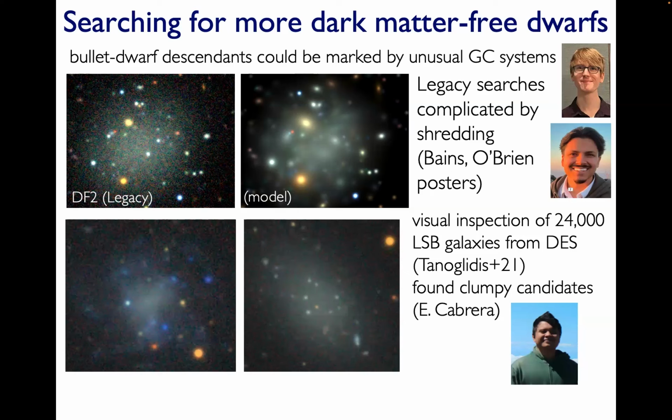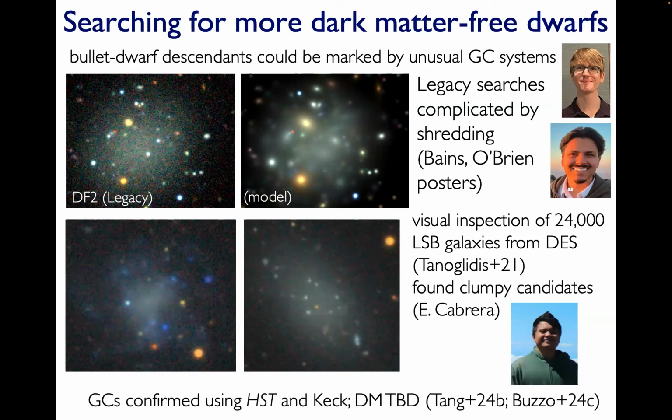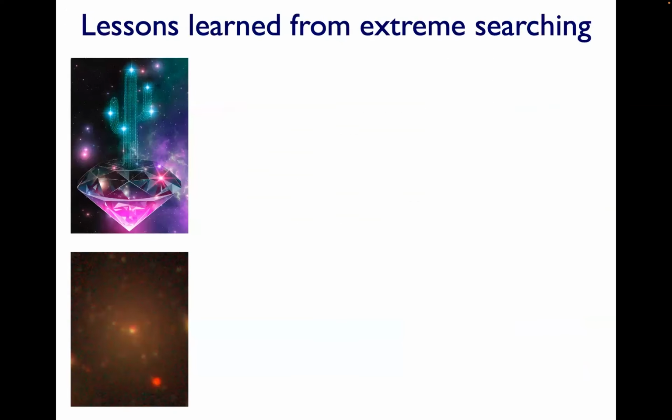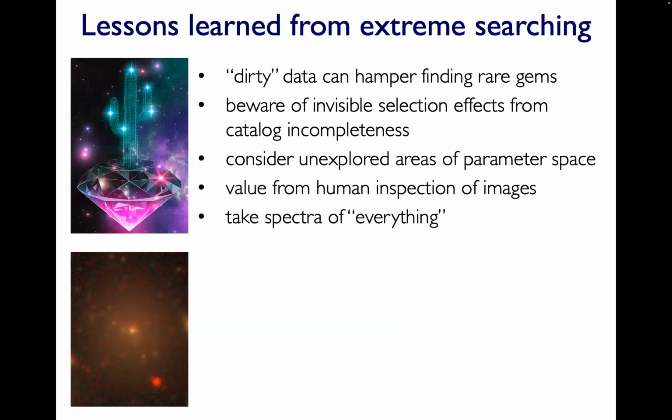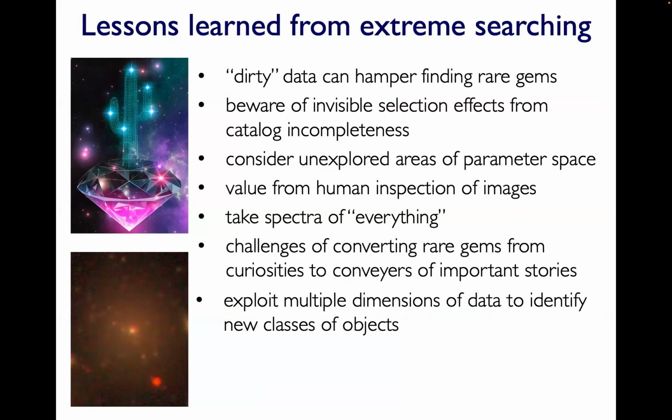This one we've been able to follow up with HST and Keck, and stay tuned. We're not sure yet if it has dark matter or not. Those papers will be coming out later this year. But that's another example of things that are sitting in the data in plain sight, but all the search tools are not really optimized for finding them. I'm going to leave up my general conclusions for what we learned from all these years of searching for rare gems. Thanks for your attention.